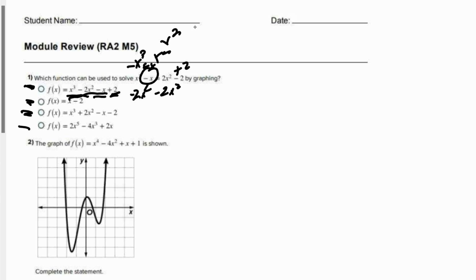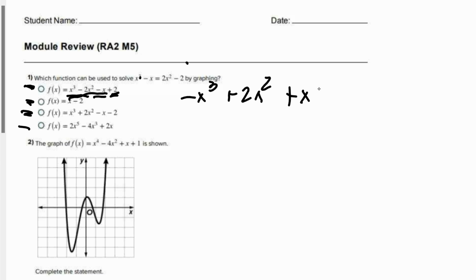It also could be all negative, like if the answer was, say, negative x cubed plus 2x squared plus x minus 2, that just means this side got moved over here when it was set equal to 0. Okay, so this is the answer there.